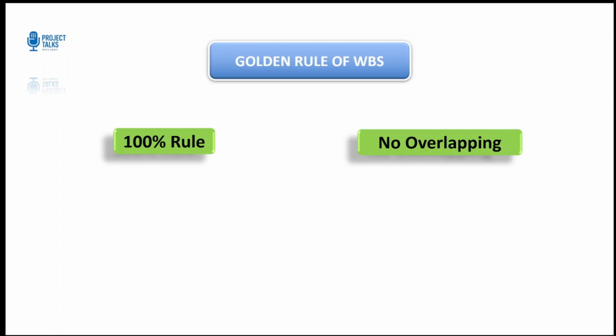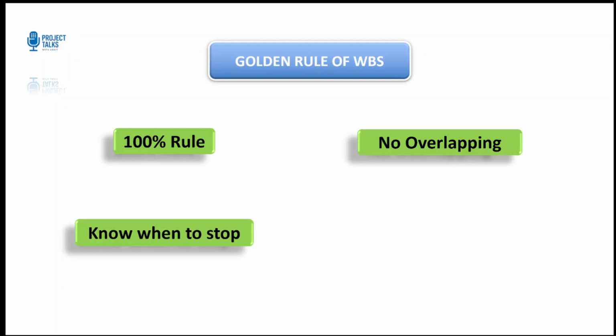The second is there should be no overlapping. Each work package should be unique with no duplication of effort between them. That's how you avoid confusion and double counting. Rule number three, know when to stop. You don't keep breaking down work endlessly. Stop decomposing when the work can be easily estimated, assigned, and tracked.